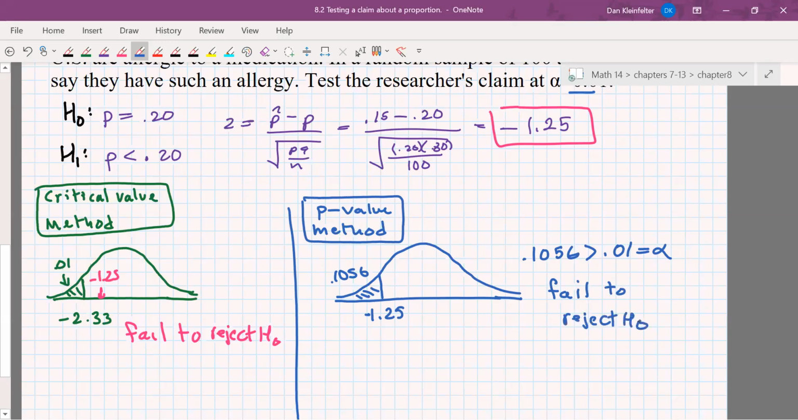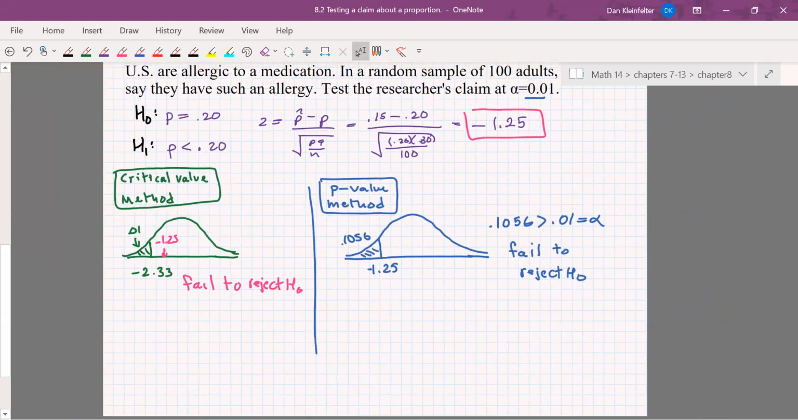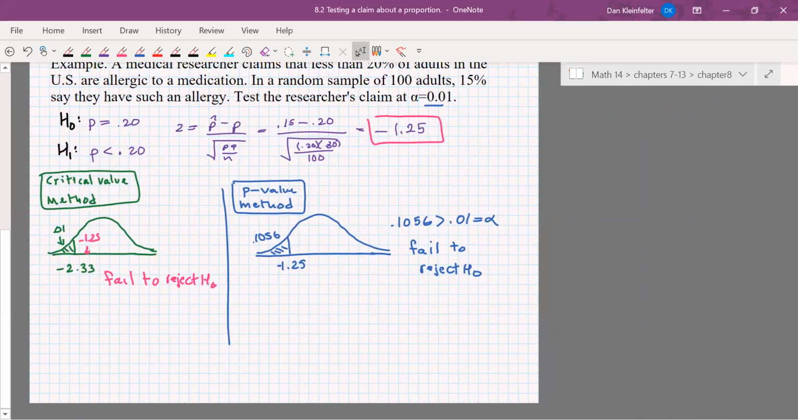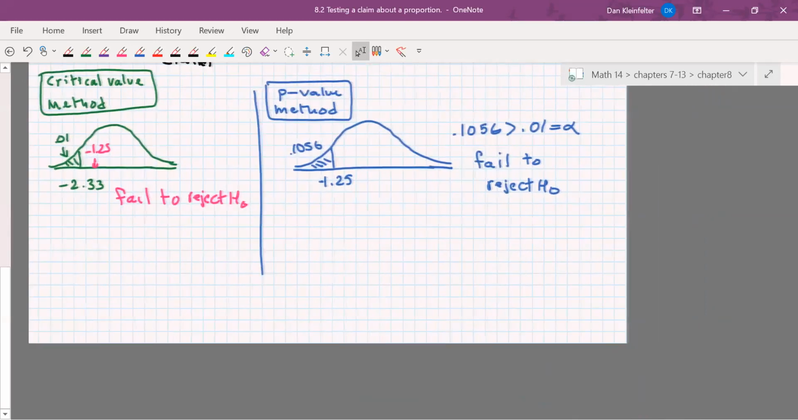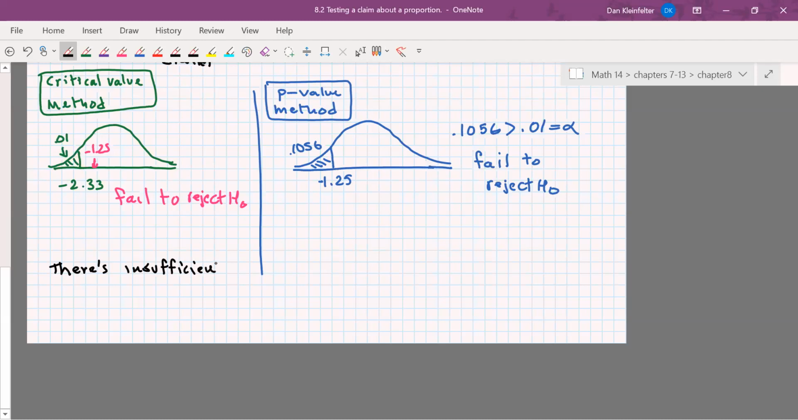So the conclusion there, of course, is going to be the same. And so we just have to put that fail to reject in regular language. So the claim was that it's less. So that was the alternative. Okay, so we didn't have enough evidence to reject the H0. And so that means that we're not able to support the H1. So there's insufficient evidence to support the claim.